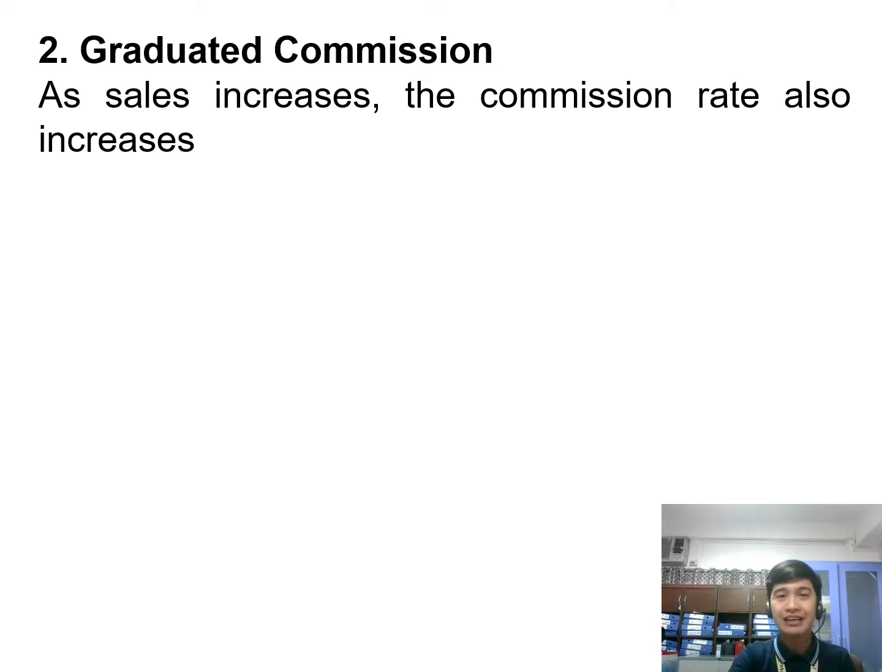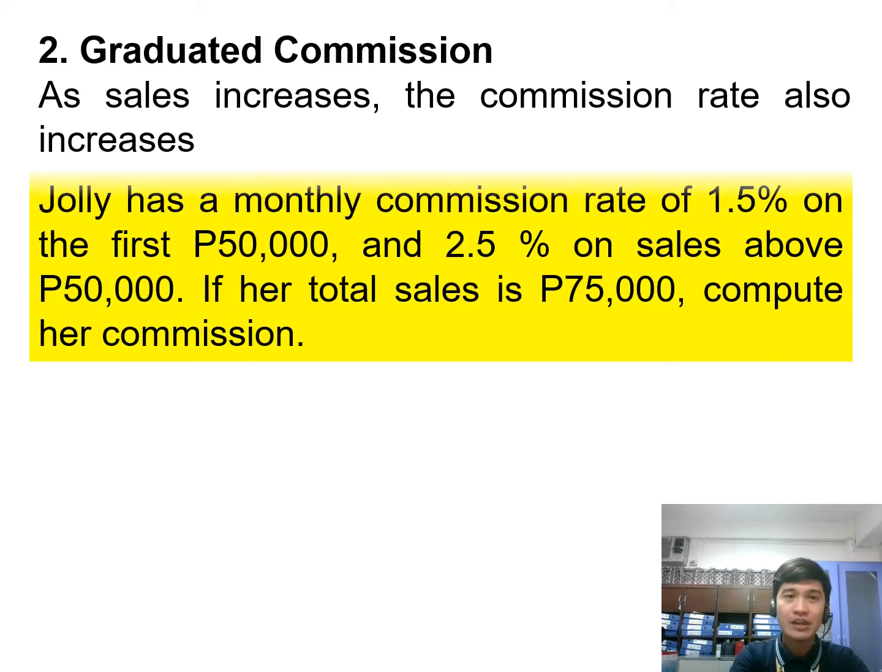So, papaano ba natin i-illustrate yung graduated commission? Okay? Ito po yung problem na mae-encounter natin under graduated commission. So, Jolly has a monthly commission rate of 1.5% on the first 50,000 pesos and 2.5% on sales above 50,000 pesos. Okay? So, si Jolly daw, meron siyang monthly commission rate na 1.5% sa unang 50,000 pesos na mabebenta niya. And 2.5% on sales above 50,000 pesos.